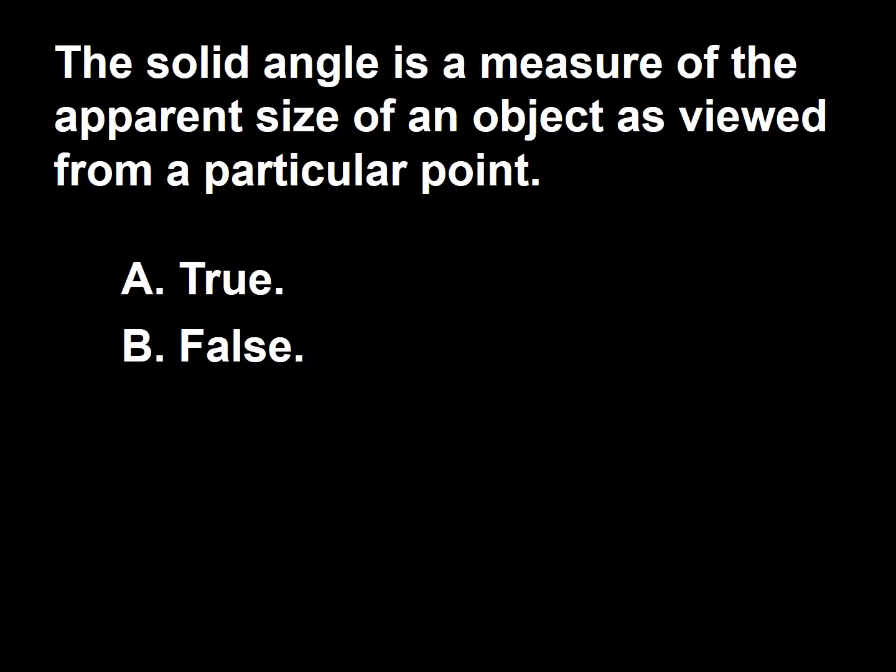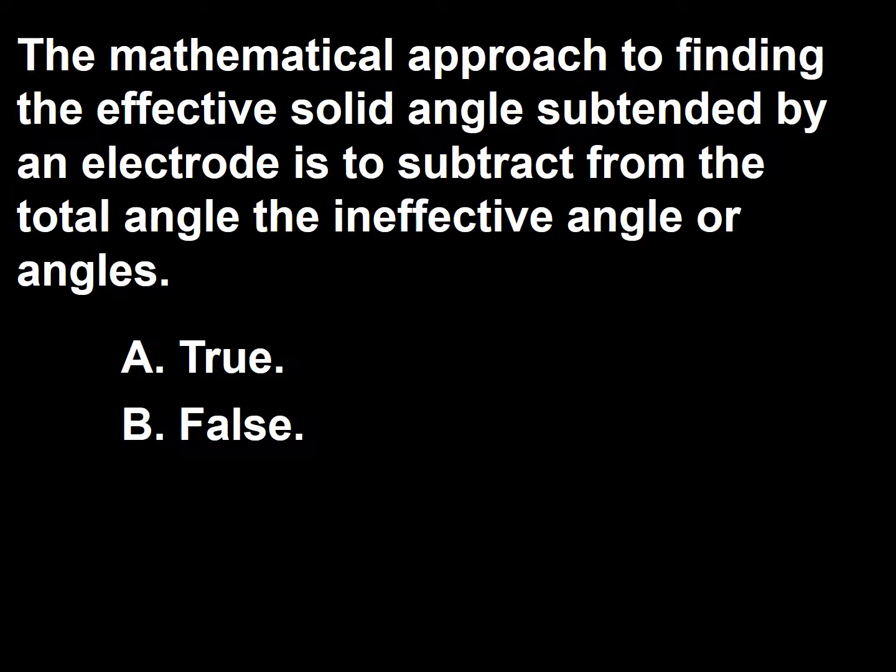So the answer to this question is true. Next question. The mathematical approach to finding the effective solid angle subtended by an electrode is to subtract from the total angle the ineffective angle or angles. A true, B false.